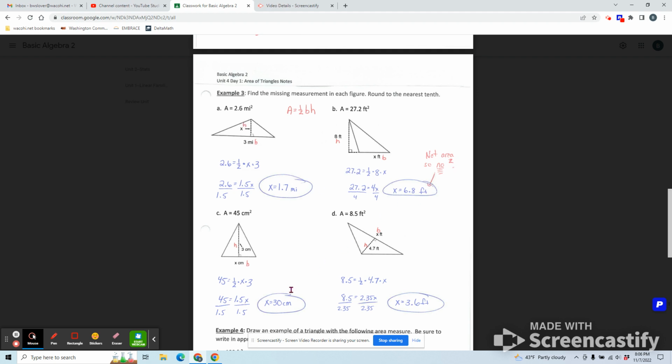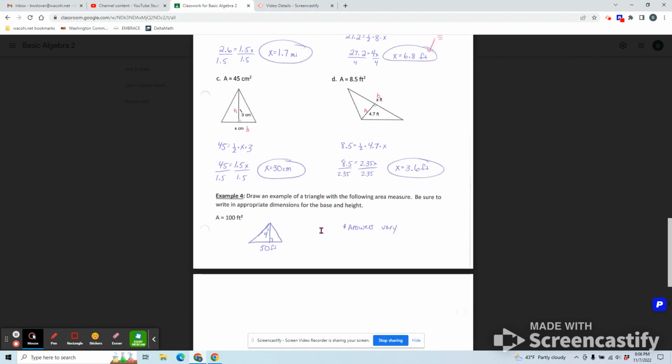All of these are finding a missing measurement. So my label is miles or centimeters or feet or feet. There is no squared. I already found the area. I already told you the area. We're working backwards to find a missing piece of information. So make sure you work through example 3 very carefully. Make sure you label correctly.